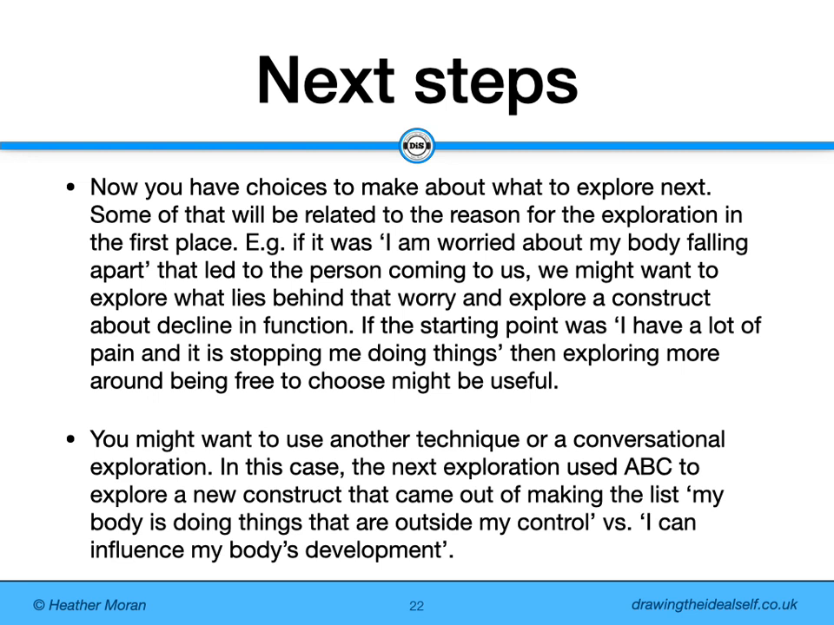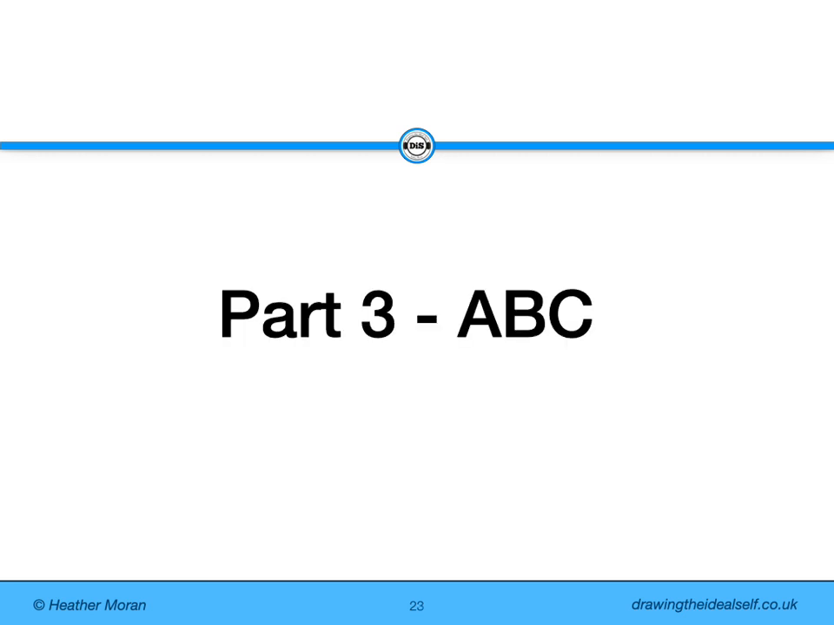In this case, the next exploration used ABC to explore a new construct that came out of making the list. My body is doing things that are outside my control, versus I can influence my body's development. In this particular example, I went on to explore using an ABC, but you could use another PCP technique to do that. I'm not going to go into any detail, I'll just show you what the ABC showed.